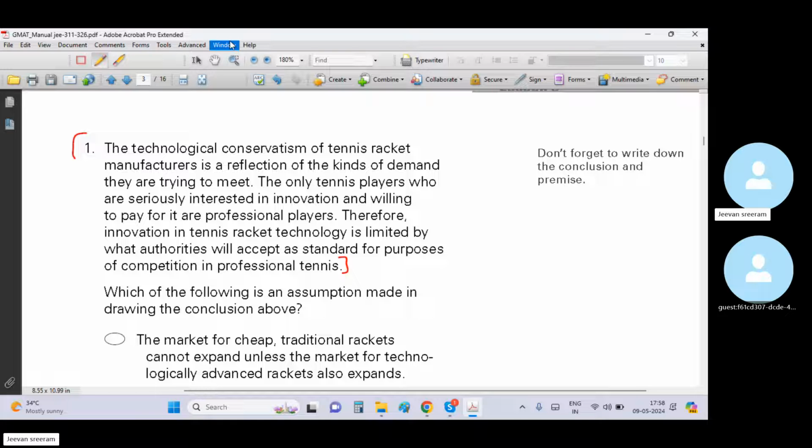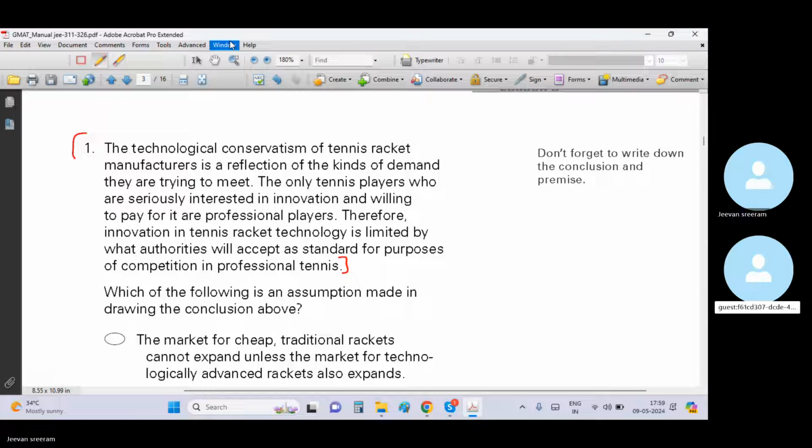Why they are releasing the same kind of tennis rackets for a long time now is actually a reflection of the kinds of demand they are trying to meet. The demand in the market is just for such rackets only. Why are they designing the same kind of tennis rackets? Because in the market the demand is for such tennis rackets only. So that's why they are not creating any innovative tennis rackets.